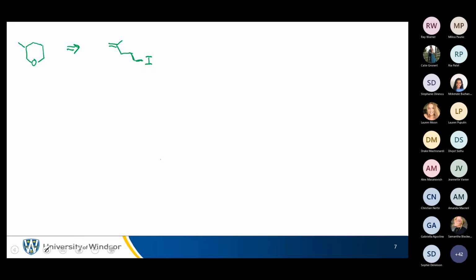Any suggestions? Well, so Olivia's saying we need to break the ring. Retrosynthetically, we need to break the ring. Synthetically, we need to form the ring. Absolutely.